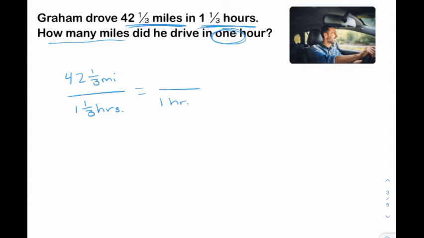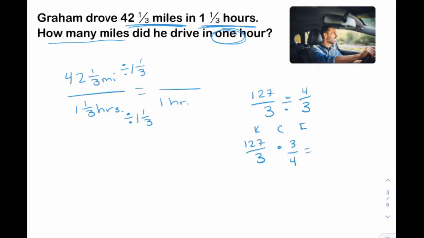To get from 1 1/3 to 1, we need to divide by 1 1/3. So whatever I do to the bottom, I must do to the top. Now to divide these two numbers, I need to turn them into improper fractions first. So 42 1/3 as an improper fraction is 127 thirds, and 1 1/3 as an improper fraction is 4/3. I'm going to keep my 127 thirds, change division to multiplication, and flip my 4/3 to 3/4. Now I can multiply straight across.